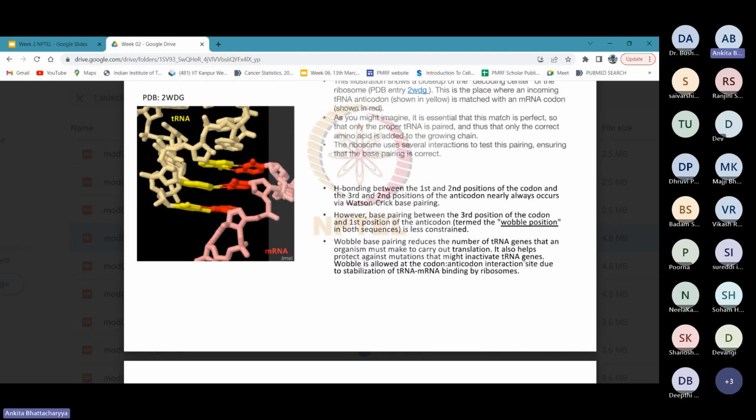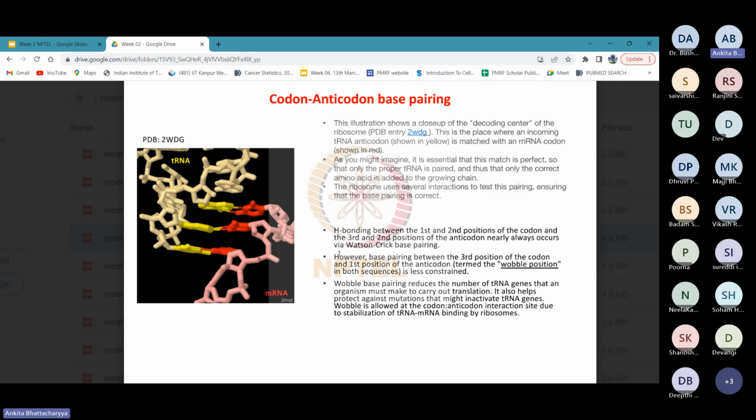Now, just now a student was mentioning, you can see that there is hydrogen bonding between the first and the second bases, which, more often than not, unless there is a mutation, follows the Watson-Crick base pairing that we have discussed, and some amount of flexibility, I wouldn't say error, but some amount of leeway is given to the third position, which is said to be the wobble position because it is less constrained and some other bases might be allowed to come in, and therefore it is also considered to be a consequence of degeneracy as well.